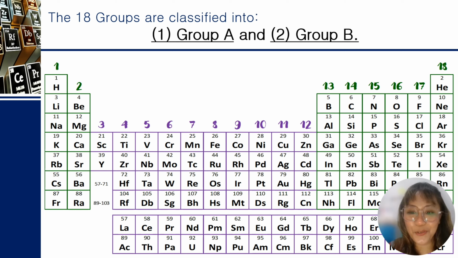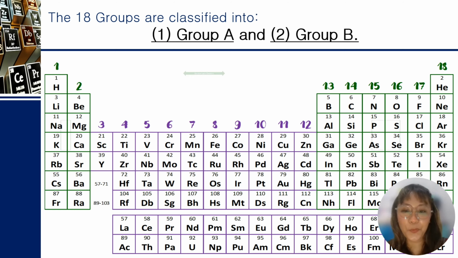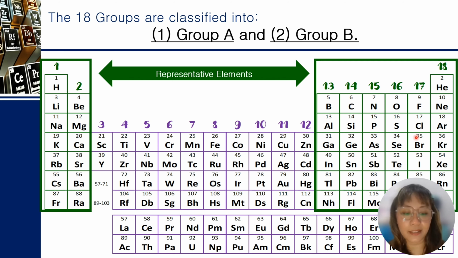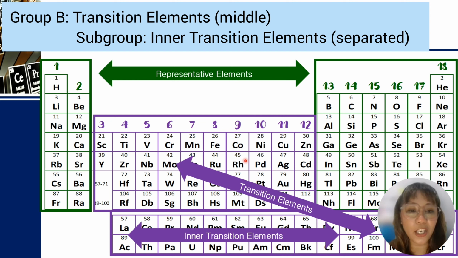Let me show you where they are located. The group A elements are located here on both sides, meaning all of group 1 and group 2 are group A elements. Then group 13, 14 up to 18 are also group A elements, meaning all of them are known as representative elements. The group B elements are here in the middle. They are the transition elements. And of course, the inner transition elements are below, separate from the main table.